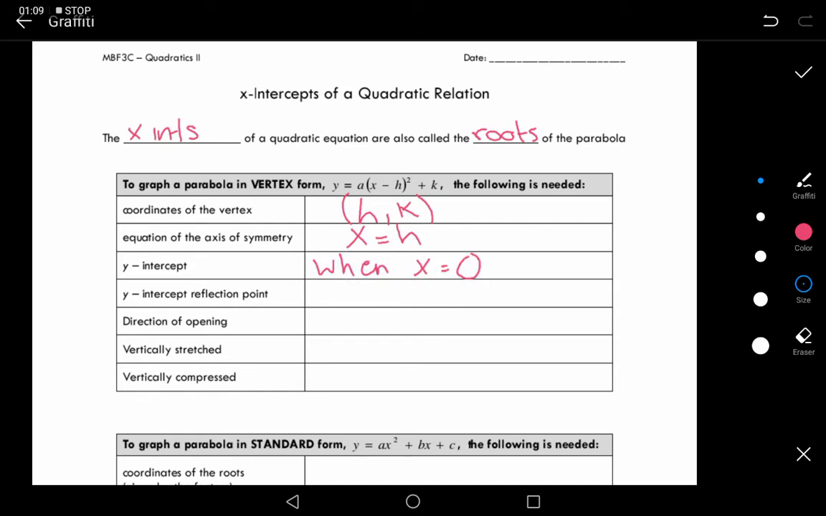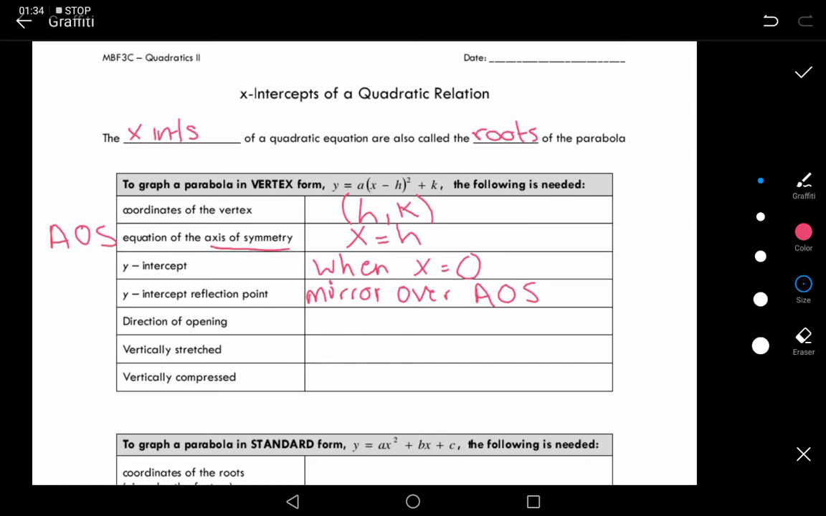This is kind of a new thing, the y-intercept reflection point. So that just means the same point mirrored over the axis of symmetry. So you would mirror over the axis of symmetry, okay? And that's what I mean by that, okay?